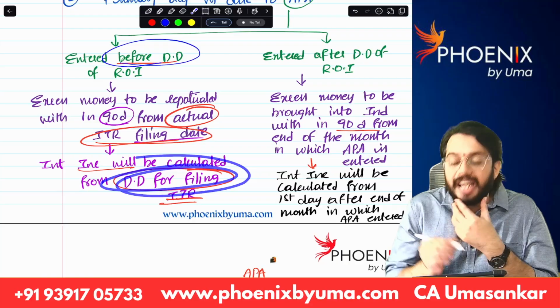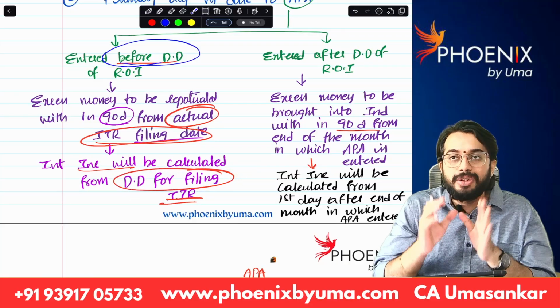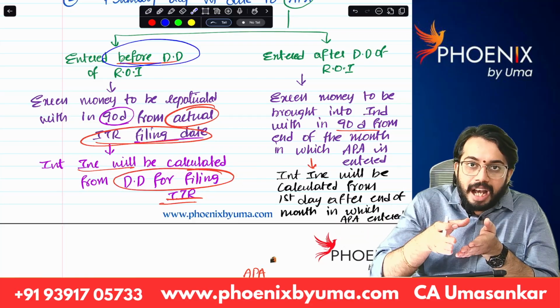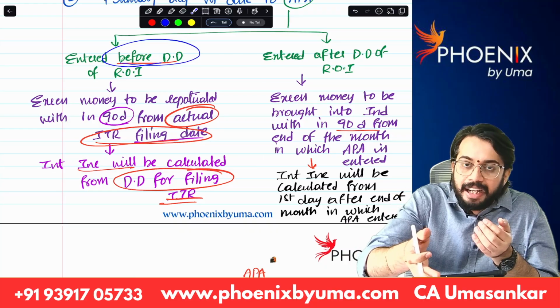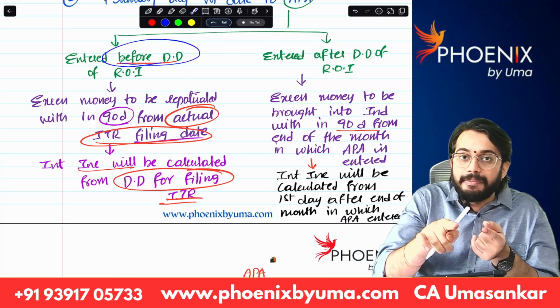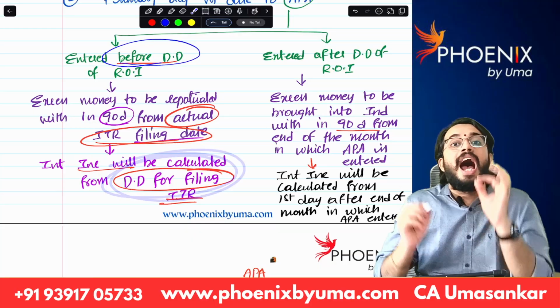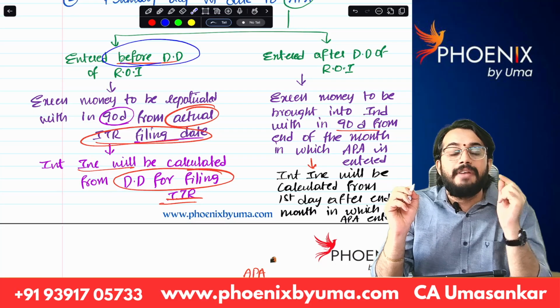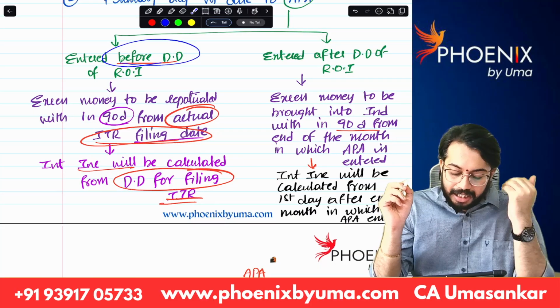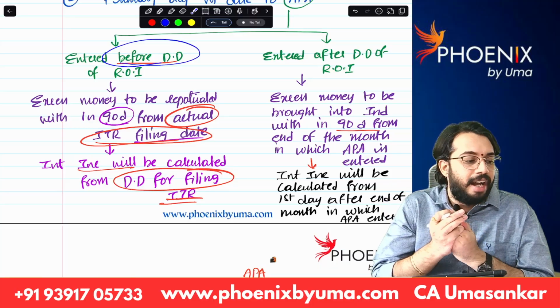Interest income will be calculated from the ITR due date. So the 90 days to bring the money to India are counted up to the actual ITR filing date. If not brought, interest income is not from the actual ITR filing date; interest income is from the ITR due date. Are you able to understand? From the first day after the ITR due date, interest income will be calculated. Are you able to understand?